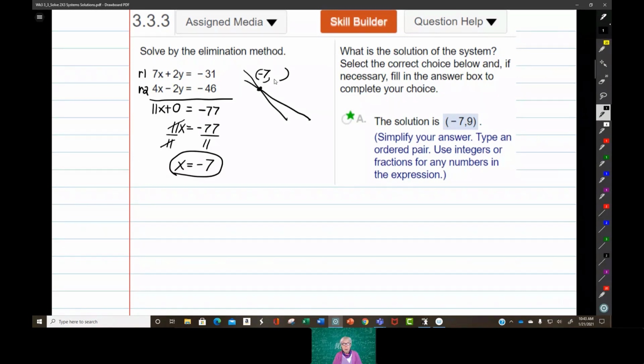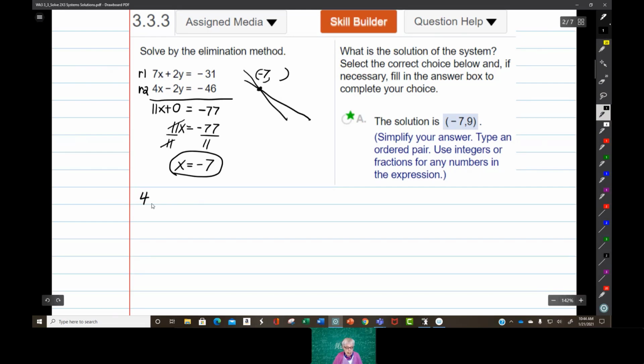Now I have to find the y coordinate. Now that I have a number for x, I can use either line. And they both look equally easy. I'm going to use row 2 just because I used row 1 before, but it doesn't matter. Okay.